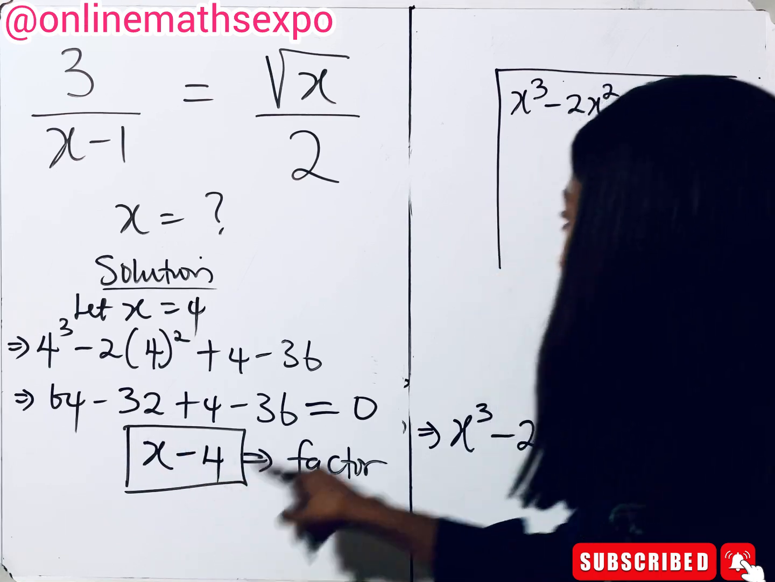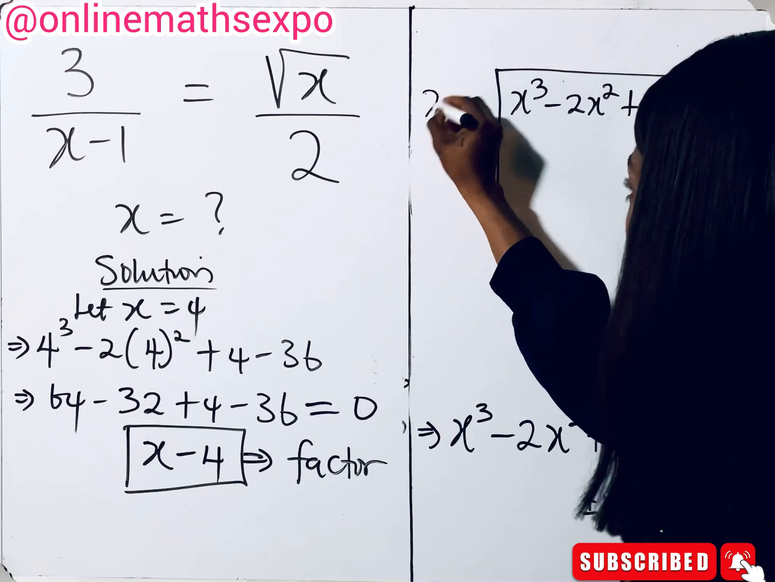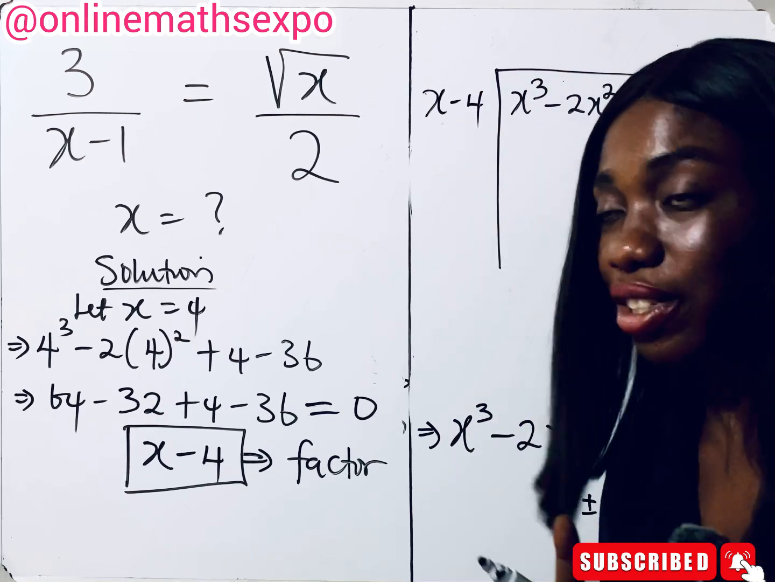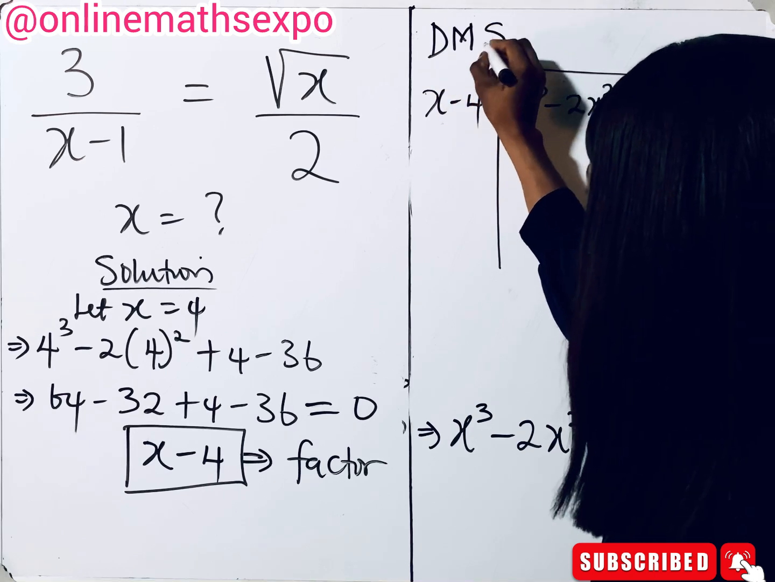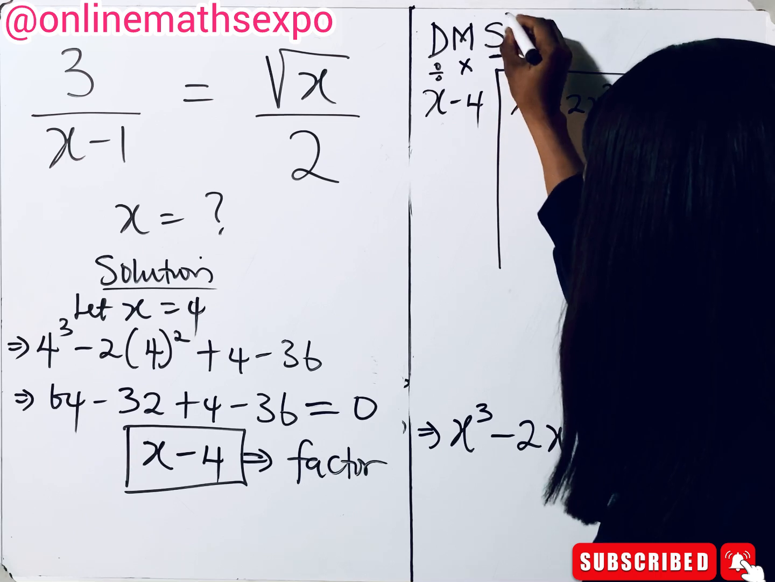So we are going to place this factor here, and that's what we use to divide. So we're going to have x minus 4. I hope you're with me. Now, what is the rule of this division? The rule is divide, multiply, and subtract, okay? DMS. I hope this is clear.